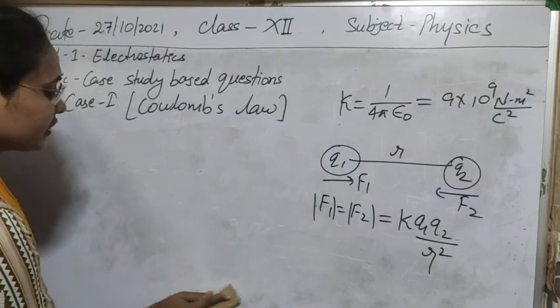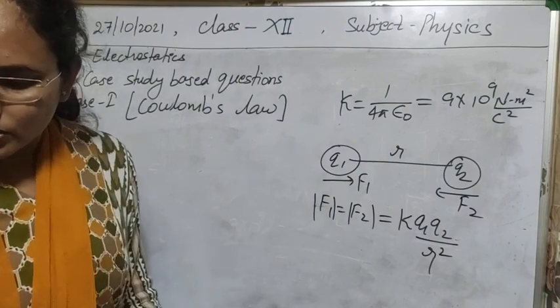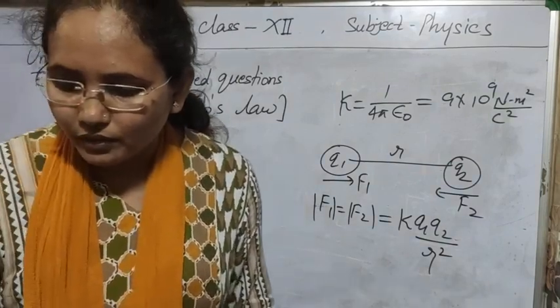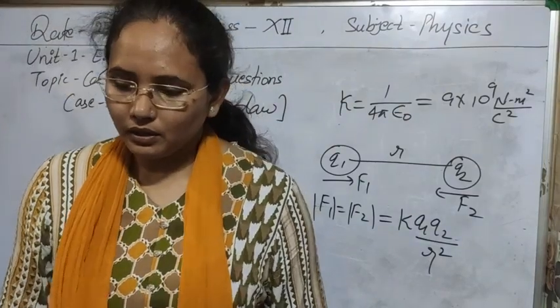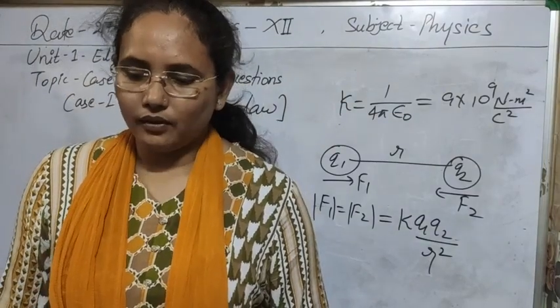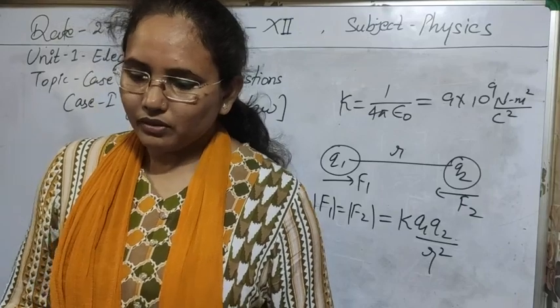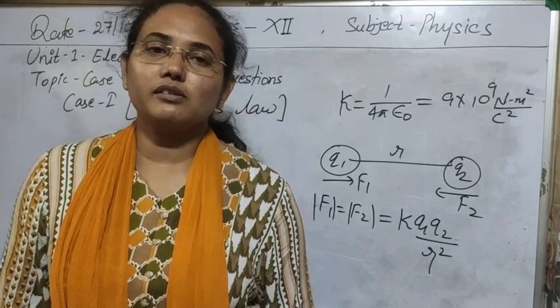Now let's see the third question of this case study. The third question is: each of the 2-point charges is doubled and their distance is halved. So the force of interaction becomes n times. What is the value of n?